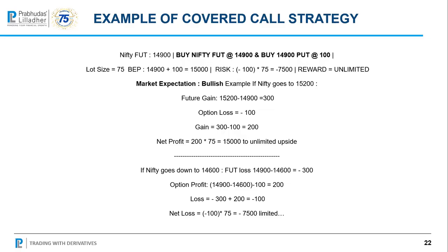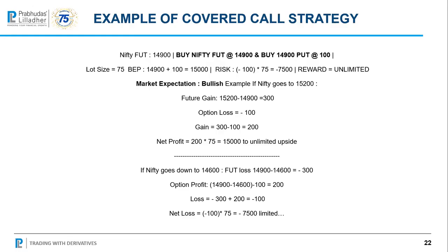But let's say Nifty goes down. It goes to 14,600. Your future loss would be 14,900 minus 14,600, so minus 300 points. And your option profit would gain as well. You would be gaining 200 points, because the 100 rupees has already been paid, so that is an investment. So your profit will be 200 rupees, but your future loss is 300. So in that case, you only lose the option.